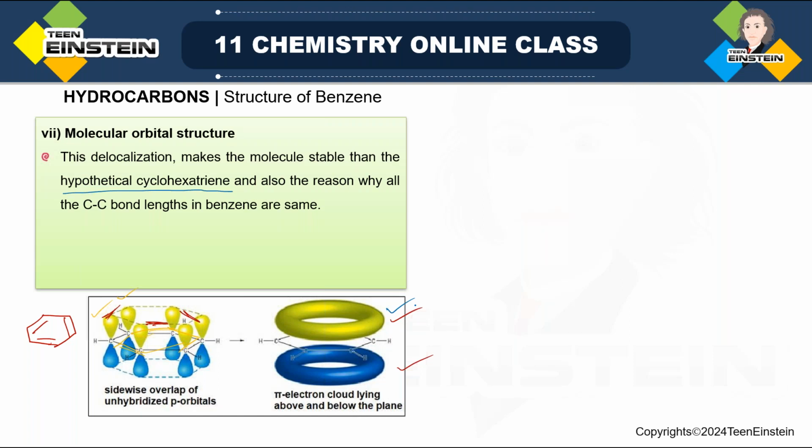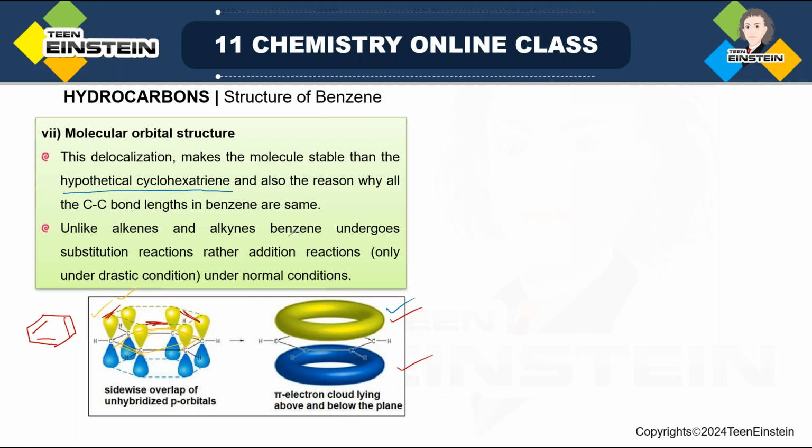If it is simply cyclohexatriene, you will have two types of bond length. You will have a C-C double bond length, which is around 1.34, and a C-C single bond, which is 1.54. But none of them you are getting. You are getting the average value. So this is the difference with hypothetical cyclohexatriene.